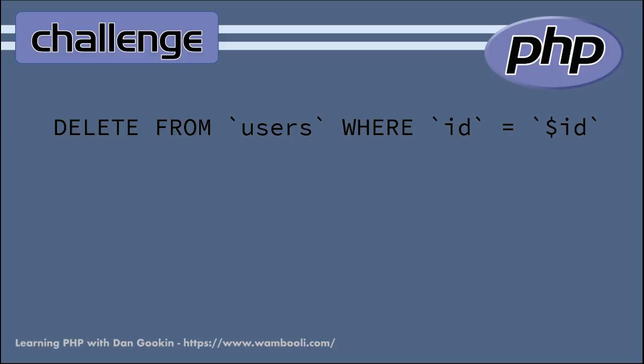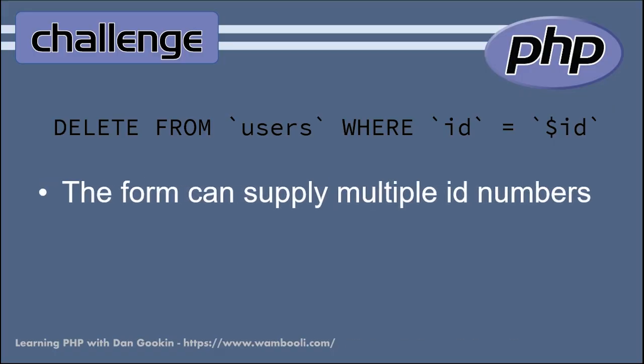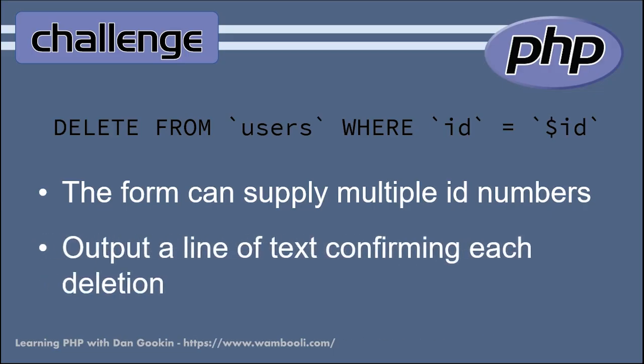Here is the SQL command used to purge records. Delete from users, the table name, where ID equals, and then the ID number for the record to delete. Understand that the form can supply multiple ID numbers, so your code must concoct an effective way to process each one. Output a line of text confirming each deletion. After trying this challenge, review my solution for notes and suggestions.